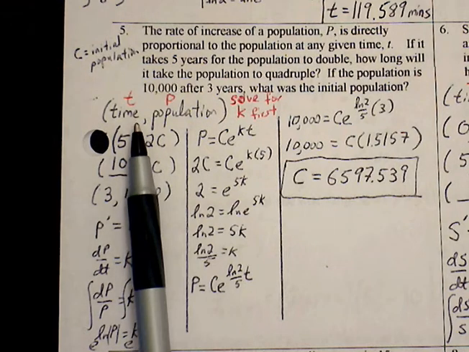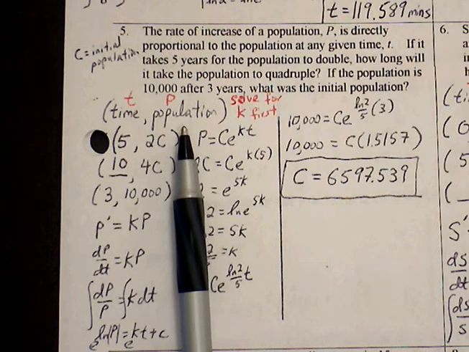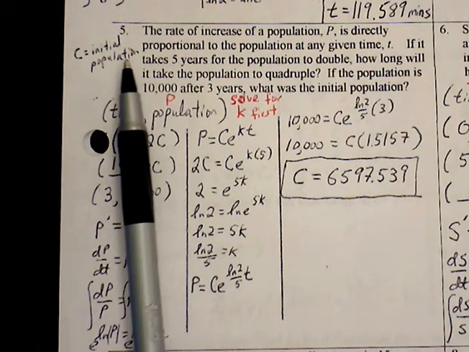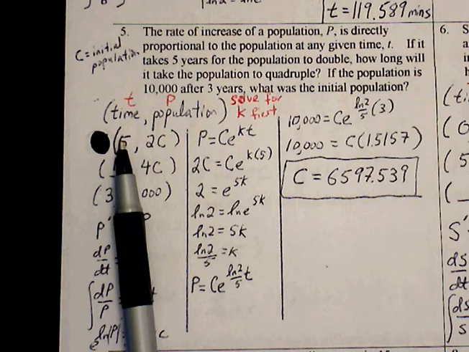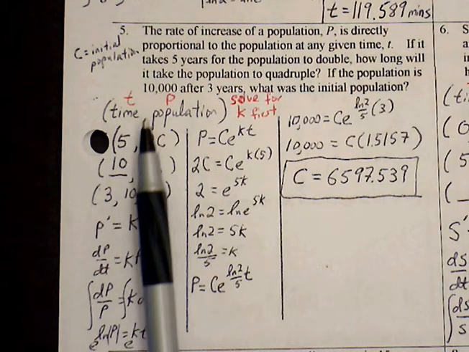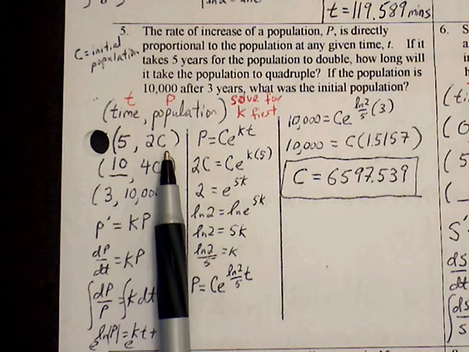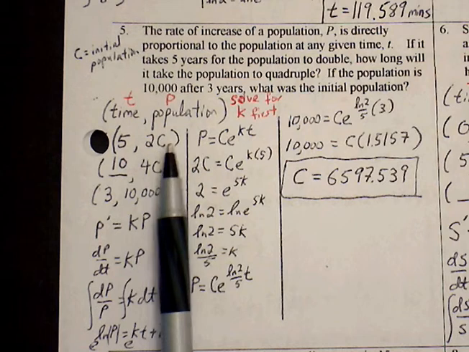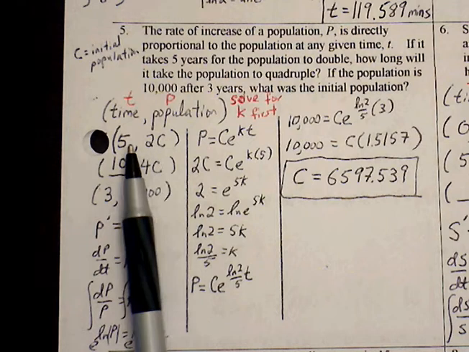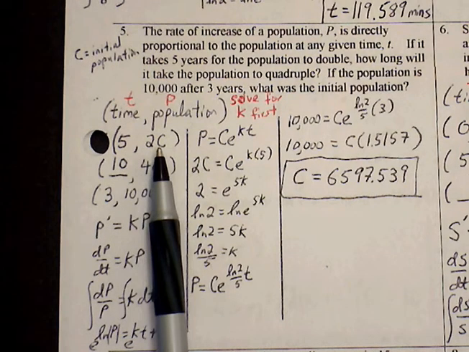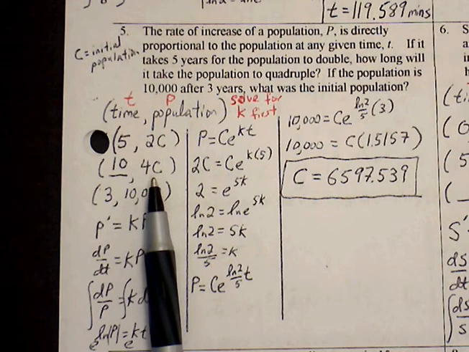So the ordered pair that we're dealing with is: independent is time, dependent is population. We don't know the initial population, so I'm just going to let C represent the initial population. Based on the problem, it takes 5 years for the population to double, so after 5 years the population will be 2 times C. And how long will it take the population to quadruple? If it takes 5 years for a population to double, then it makes sense that it'll take 10 years for the population to quadruple.